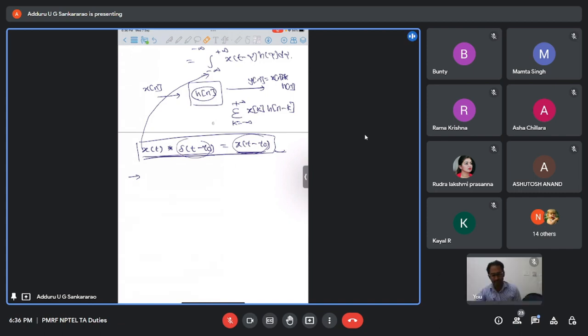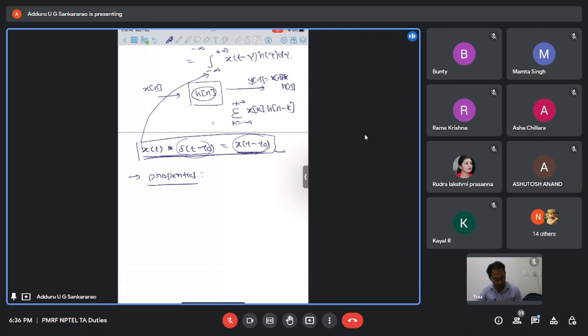Now we will see about properties of impulse response of LTI systems. You will study in signals and systems, maybe in the first chapter, different properties of systems, like different kinds of systems. Is it memoryless, is it causal, is it stable? You might have studied that, right?